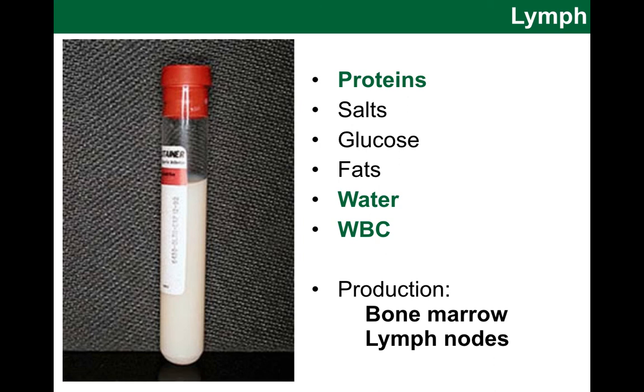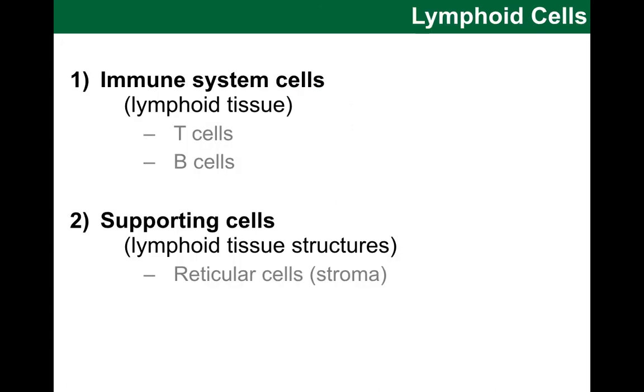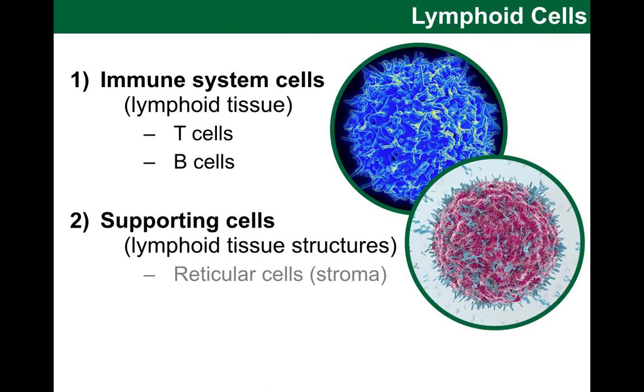Finally, let's look at the lymphoid cells in a little more detail. So lymphoid cells consist of immune system cells, which are found in lymphoid tissue, and supporting cells that form lymphoid tissue structures. Let's start with the immune system cells. Well, these are known as lymphocytes and are cells of the adaptive immune system, which then mature into one of the two main types, T cells, which are T lymphocytes, and B cells, which are B lymphocytes.